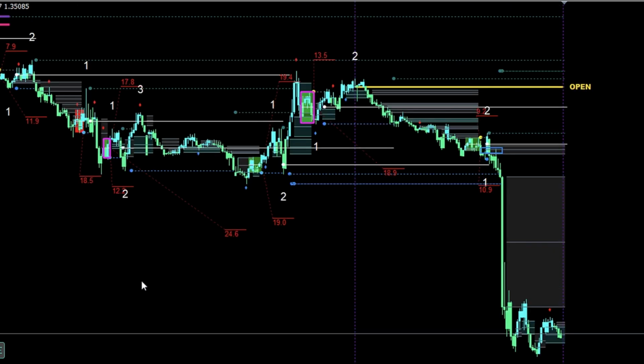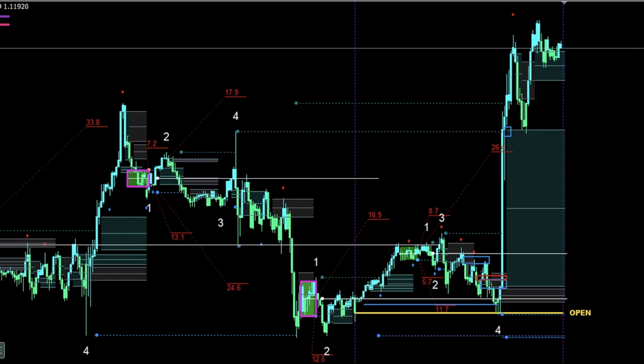Okay, so as you can see here, on the USD CAD, in this case we didn't have any valid entry. We didn't have an entry on this one. Euro USD.